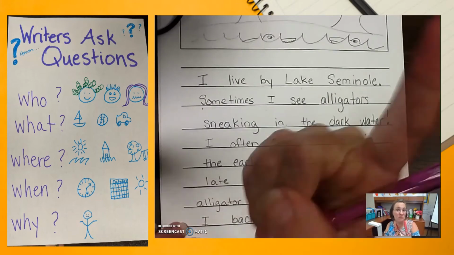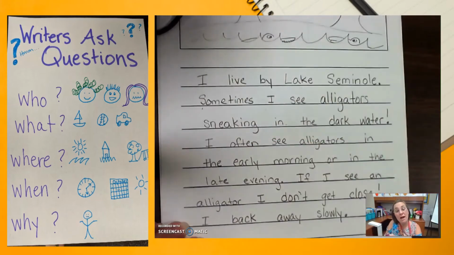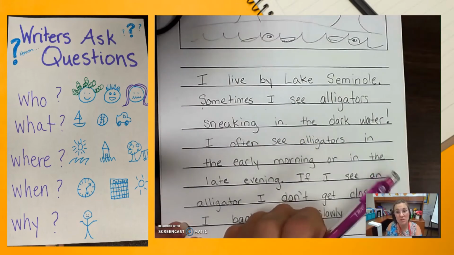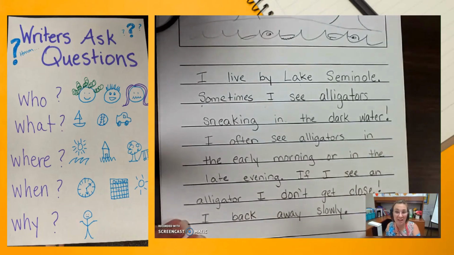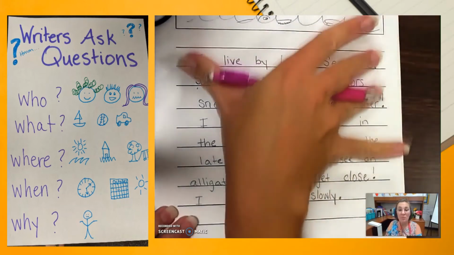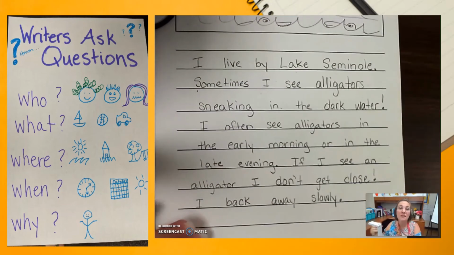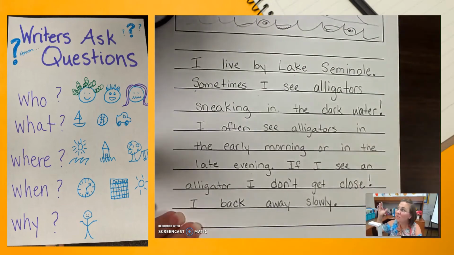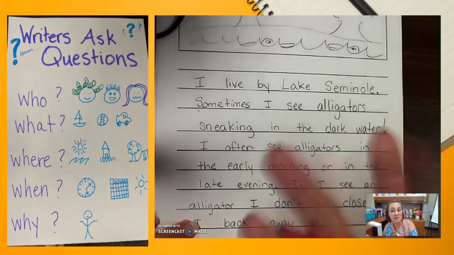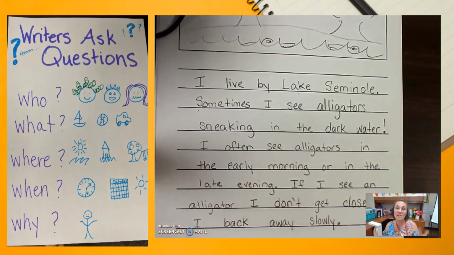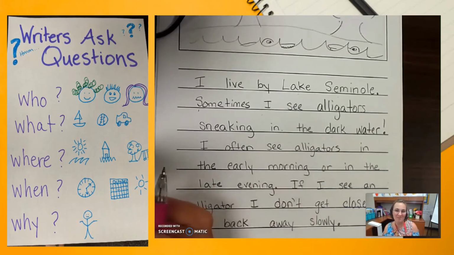So did you see how I asked two questions, right? I asked when do you see alligators? And what do you do if you see alligators? And then I answered those questions by adding details. Look at how many details I have because I was able to ask questions. Then I could turn to my next page and I could think of more questions to ask about my next page. And that is how I get lots and lots of great details to grow my writing topic.